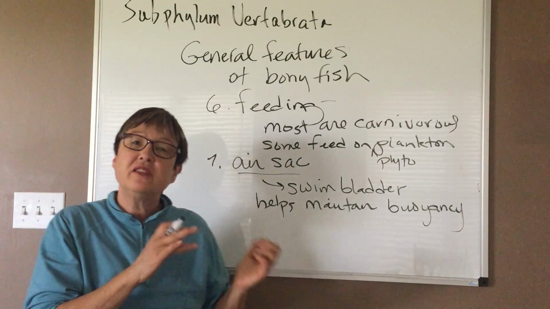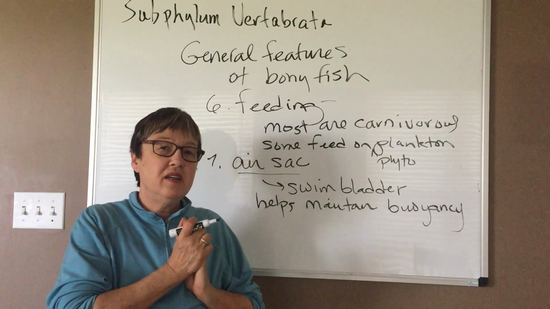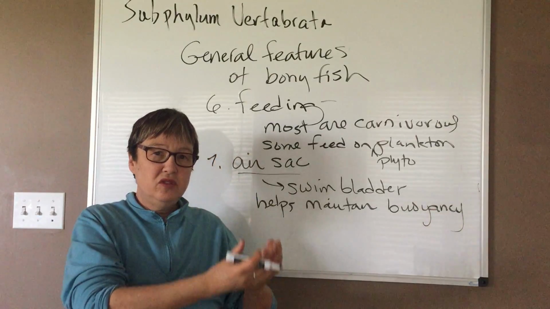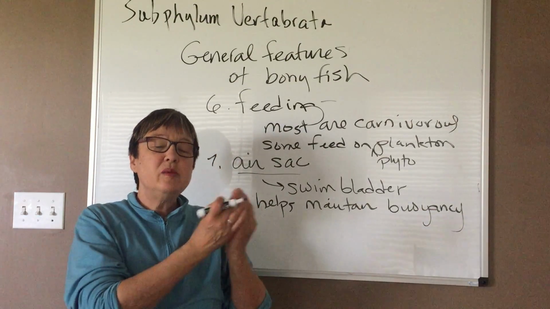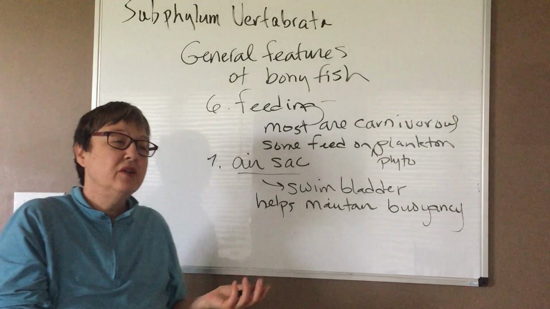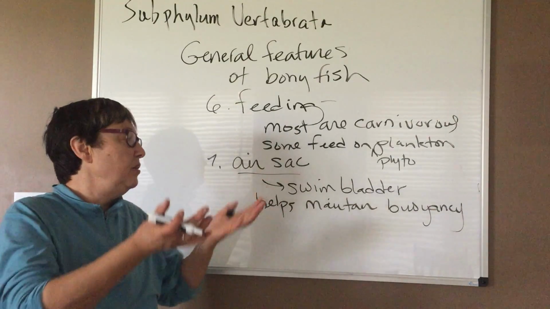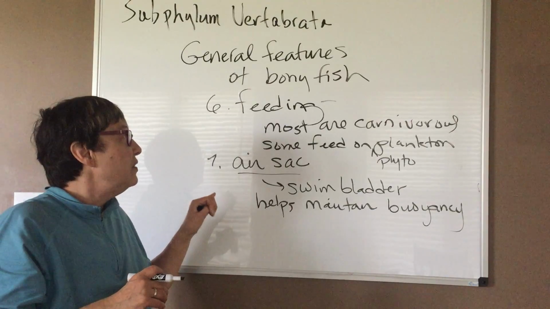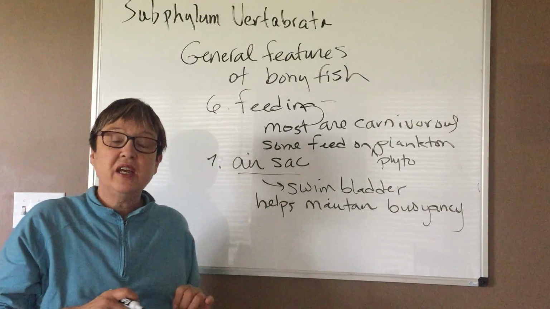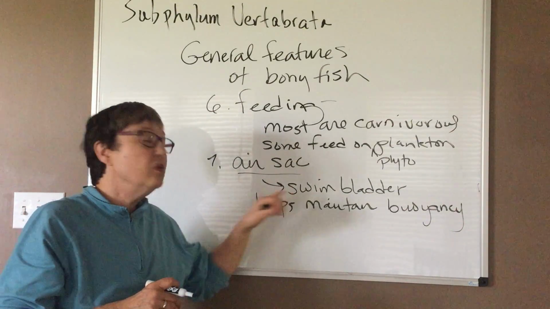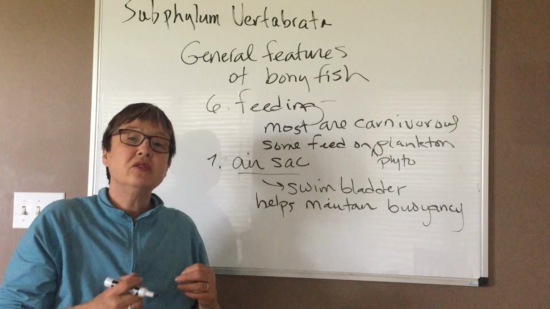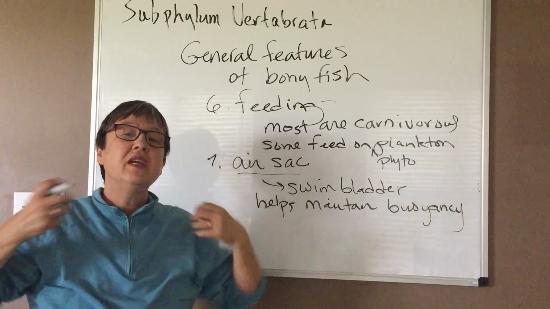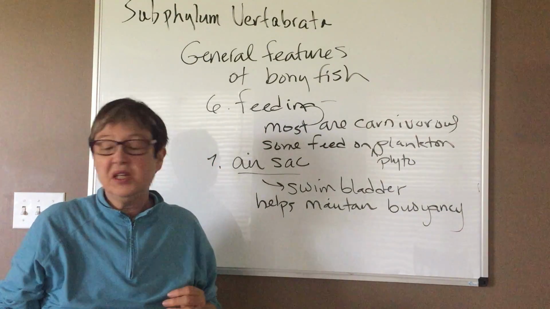Remember, we talked about the fact that the shark's body is a little bit denser than water, so it tends to sink in the water column unless it expends energy to keep it above the bottom. The bony fish can actually use their swim bladder. They can add more gas to it to help them rise in the column. They can take gas away from it and they'll sink in the water column.